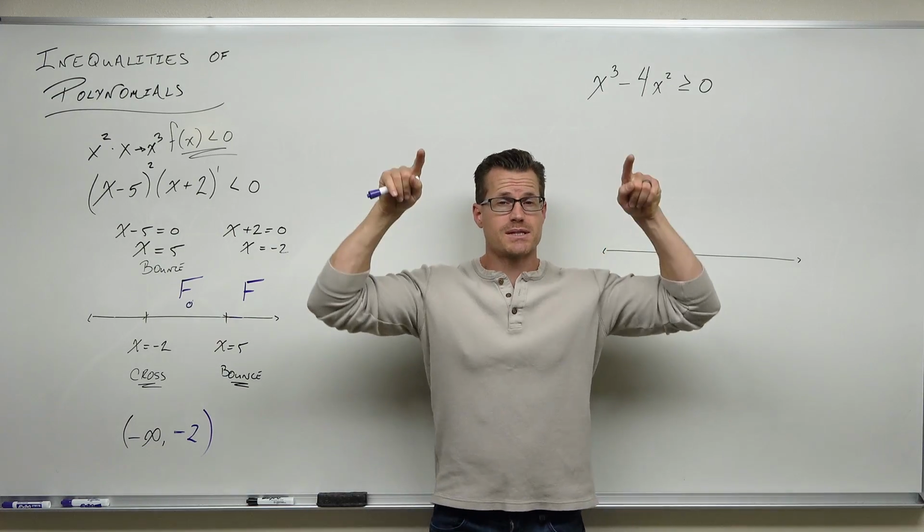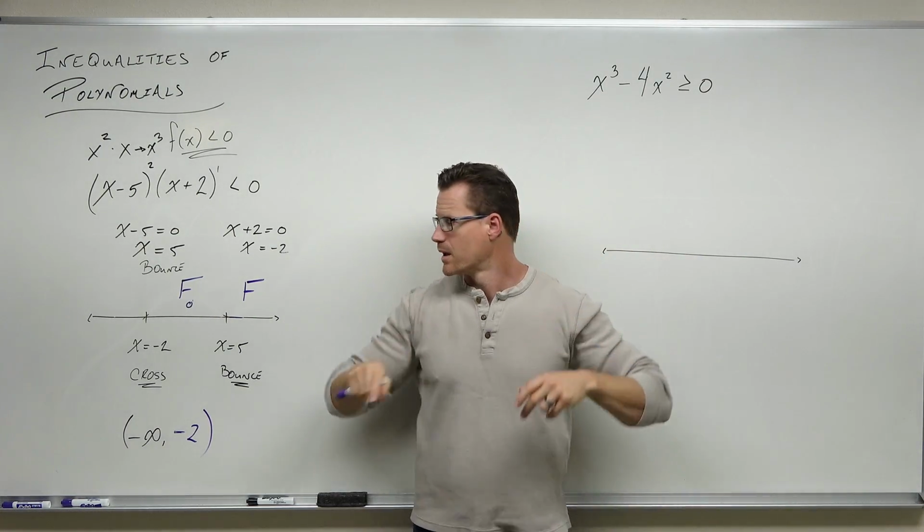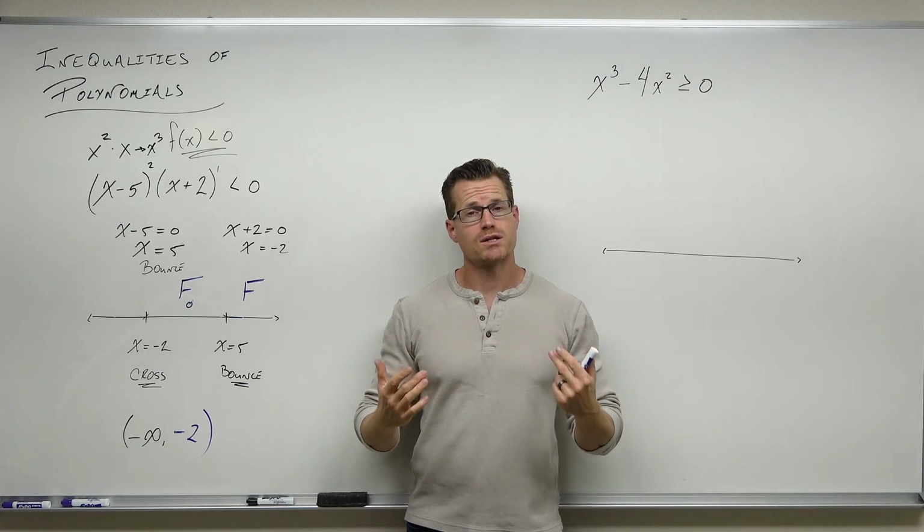Bounce maintains the same sign. And so if one's false, the other's false. If one's true, the other's true. Crosses don't. Crosses change sign.